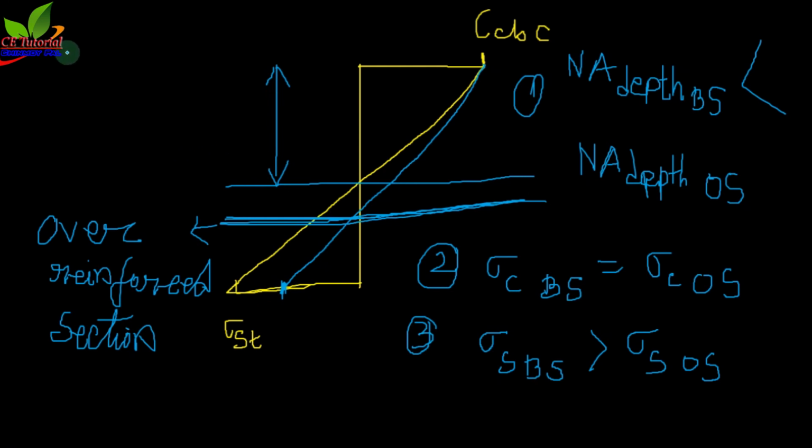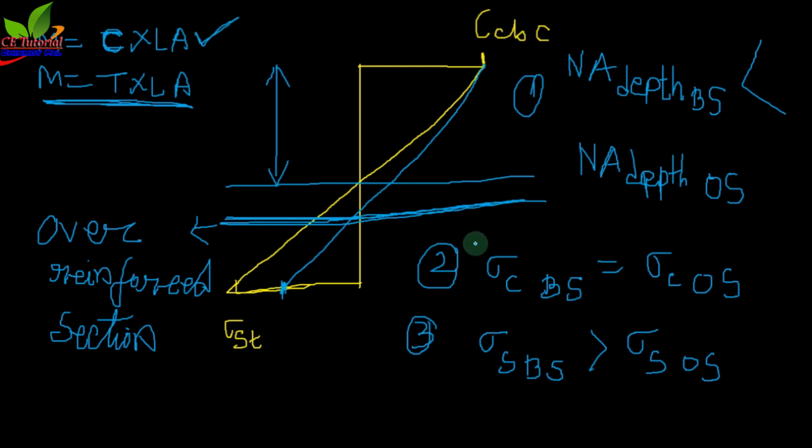So when I say the balanced section, you can go for both formulas: M is equal to C multiplied by lever arm, and M is equal to T multiplied by lever arm. For the balanced section, you can consider both equations. Now when I say this is an under reinforced section, you have to choose only this equation, M is equal to T multiplied by lever arm. And when I say the section is over reinforced, then you have to go with this formula. Please keep in mind.